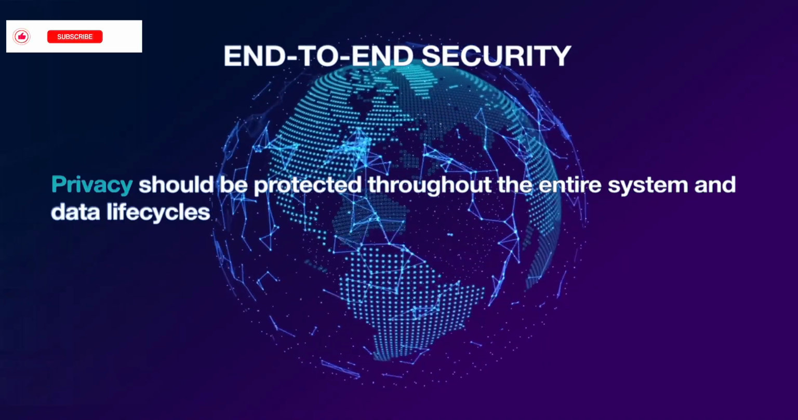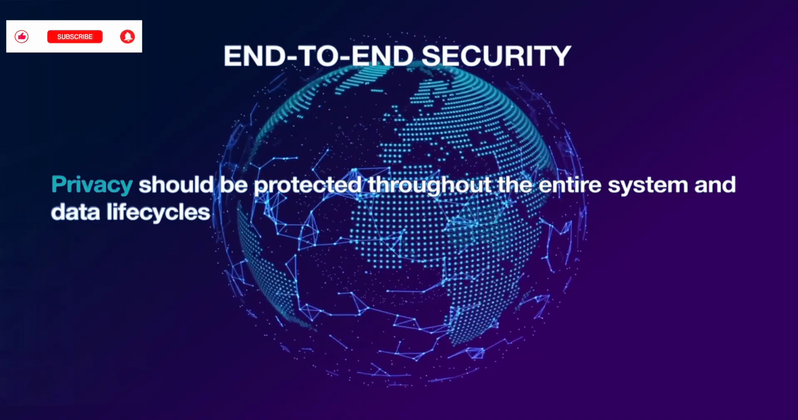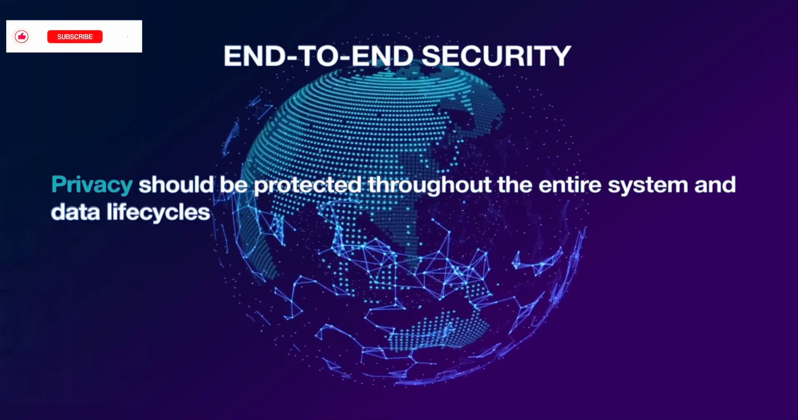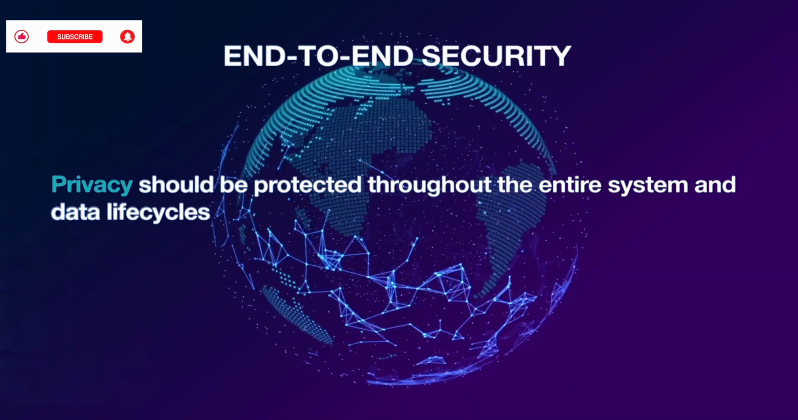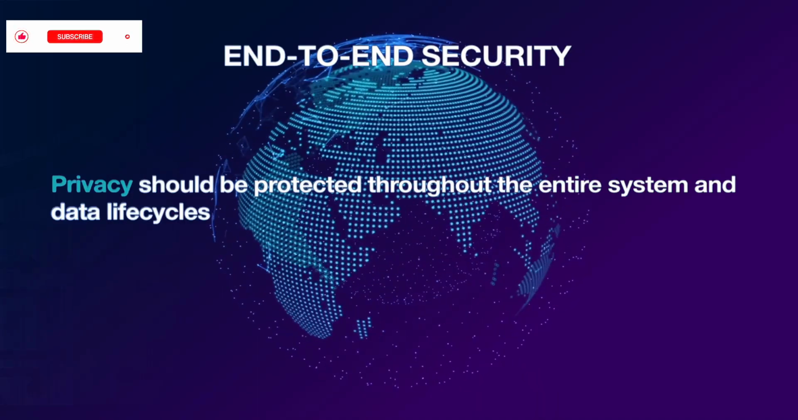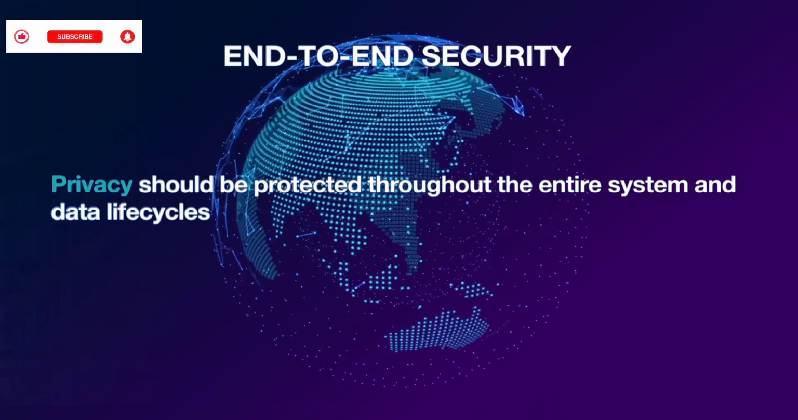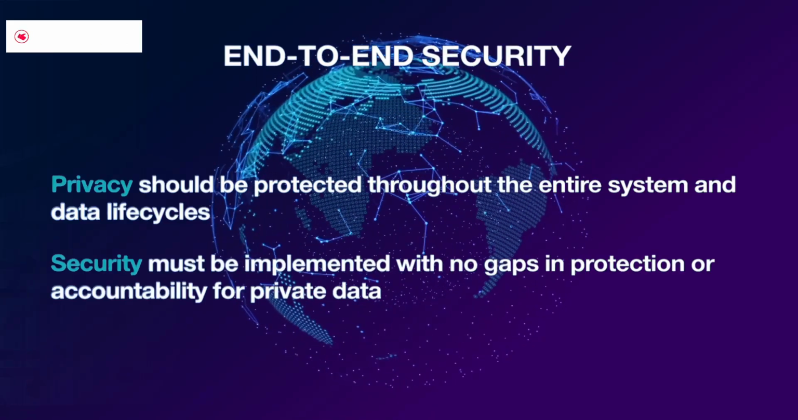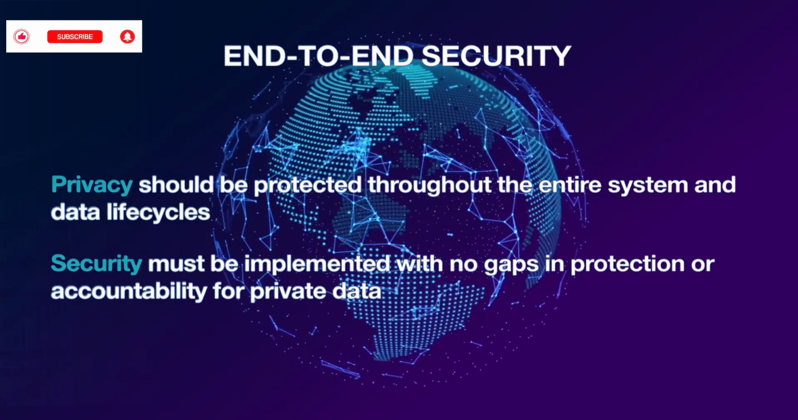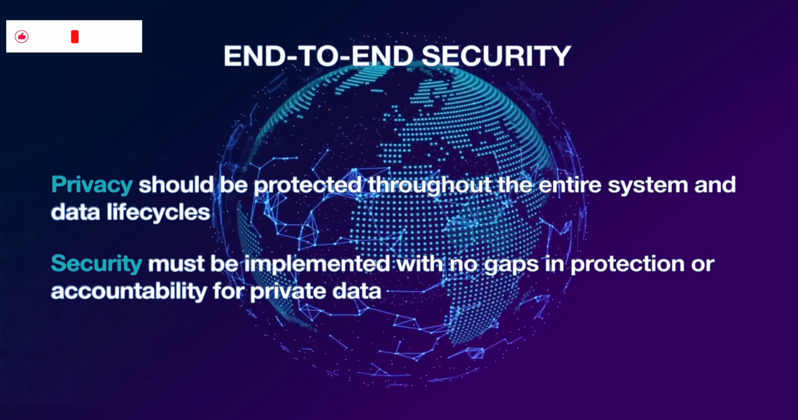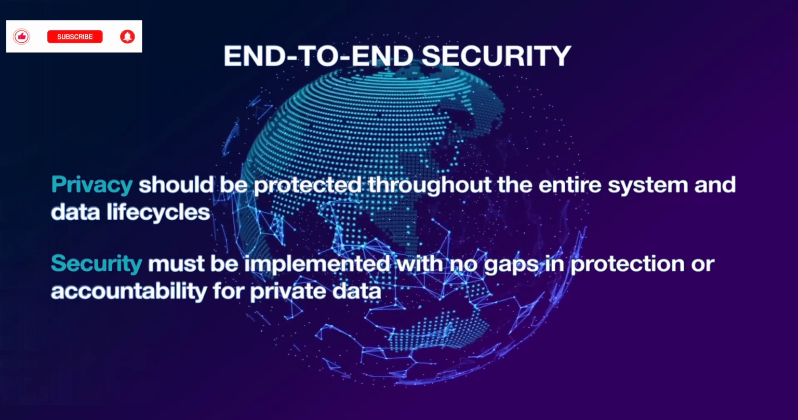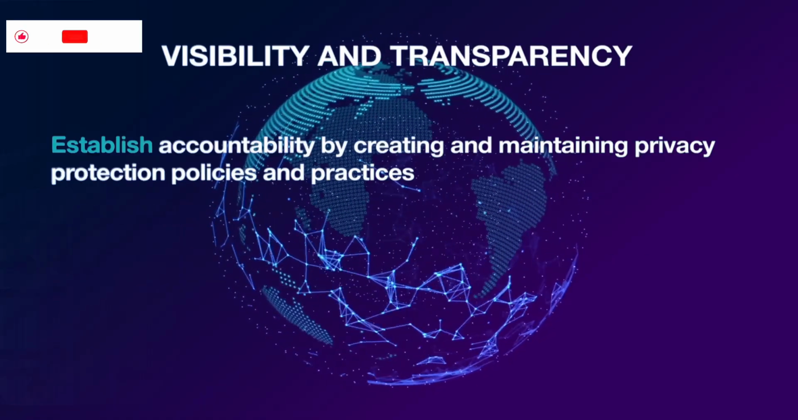End-to-end security means privacy should be protected throughout the entire data lifecycle. So that's from end to end, from creation to destruction. We are protecting and handling that data correctly. So security has to be implemented with no gaps whatsoever when it comes to privacy, and also compliance to governance and regulation. Visibility and transparency is about establishing that accountability.